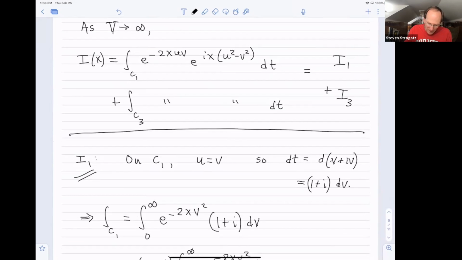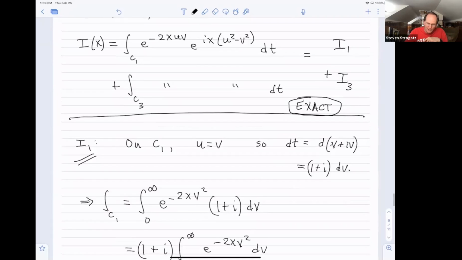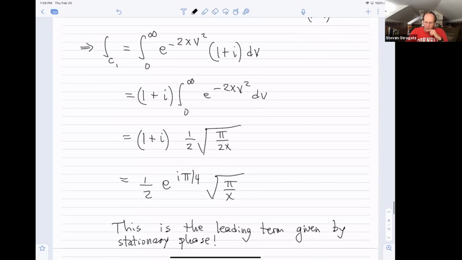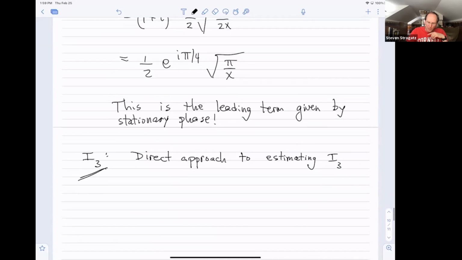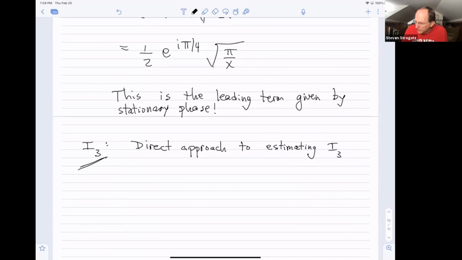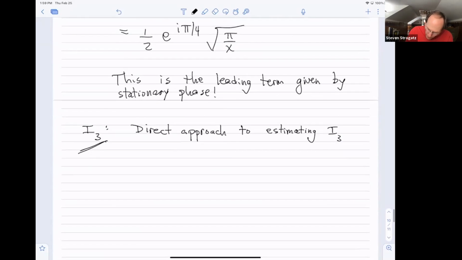You notice we didn't make any approximations yet. This is exact up here. I haven't done any asymptotics yet. All I did was deform the contour and show that as capital V goes to infinity, that bridge disappears. So this is all exact. And even I1 has been calculated exactly. So there's no approximations yet. But we're going to start getting some approximations. That's why I say estimating I3. Now we're going to start getting into some approximations. So let's see. The direct approach is, let's just use V as the integration variable.